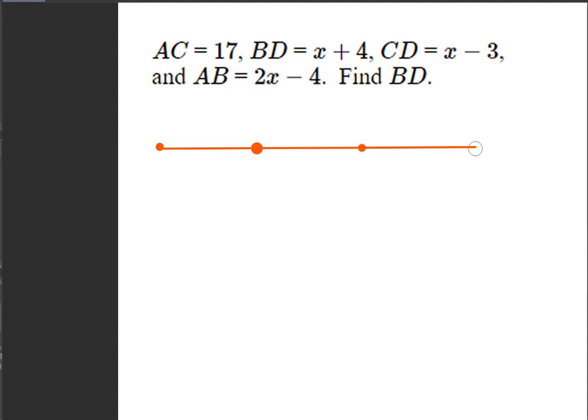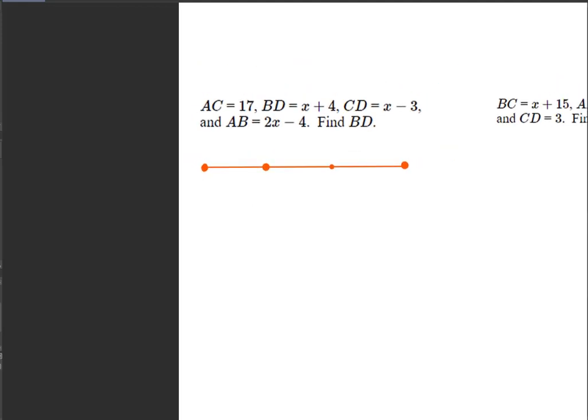seeing what you get. So the first thing I'm going to do is, I realized while I was doing those that it was very helpful to have a picture. So I'm going to start by drawing a picture. And when I do that, I'm going to label my picture A, B, C, and finally D.